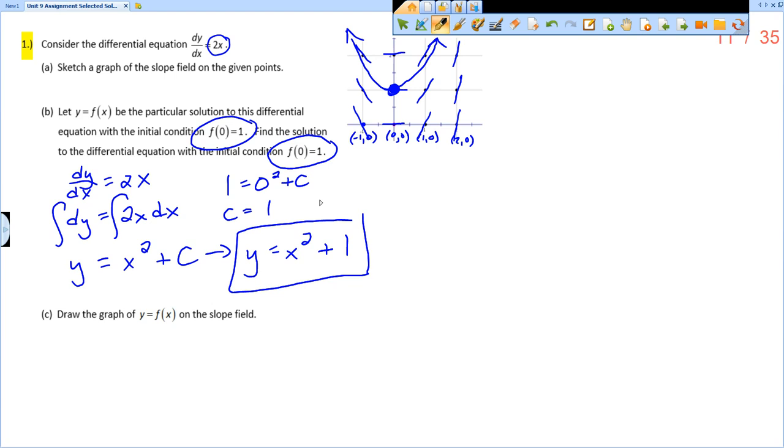So that is, in fact, what the graph of y equals x squared plus 1 looks like. So that is problem number 1.